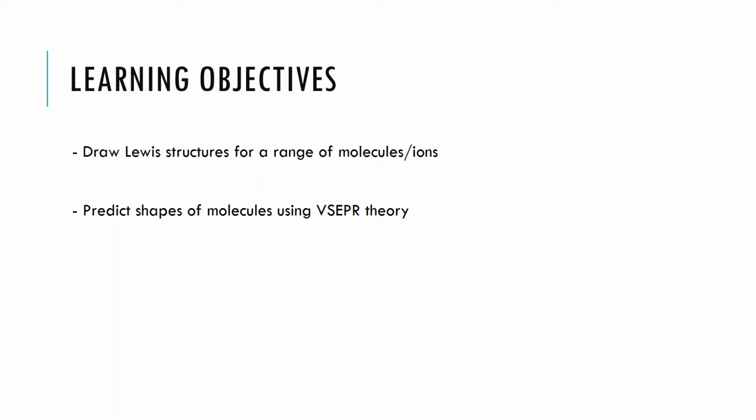So a couple of learning objectives today. I want you, by the end of this session, to be able to draw Lewis structures for a range of molecules and ions, and then finally predict the shapes of molecules using VSEPR theory.